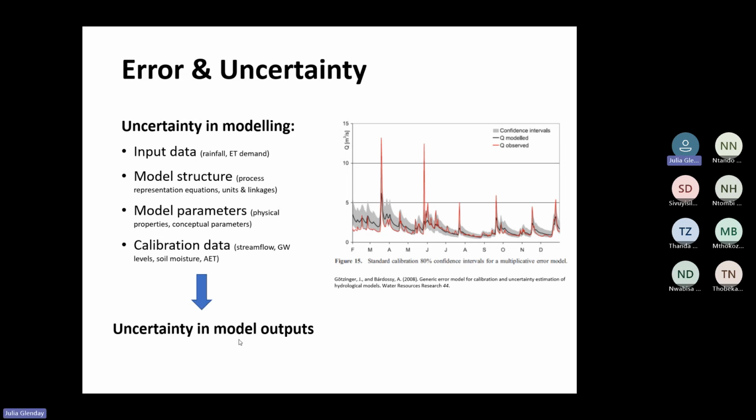All of that leads to uncertainty in the model outputs. And we often don't have an exact measure of what that is, unfortunately, but we can make these confidence intervals potentially, or we use the error between the model and the observed to estimate some uncertainty bounds when we do scenario modeling.